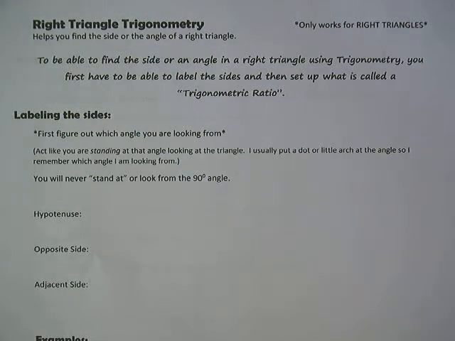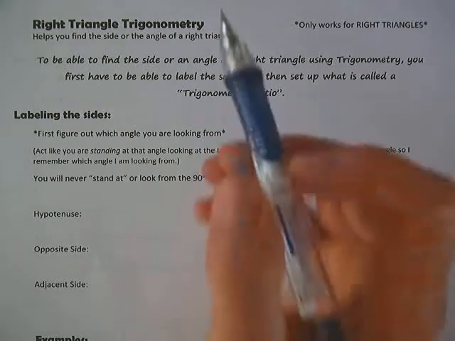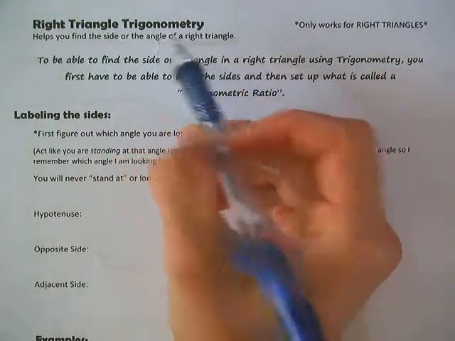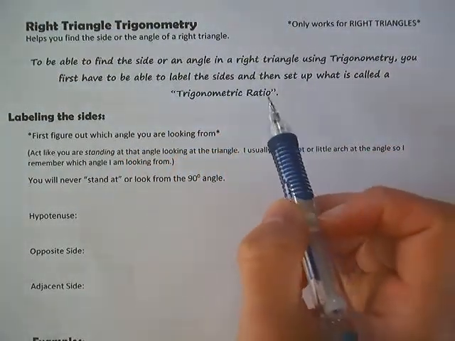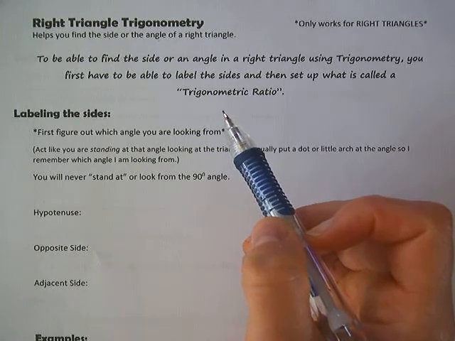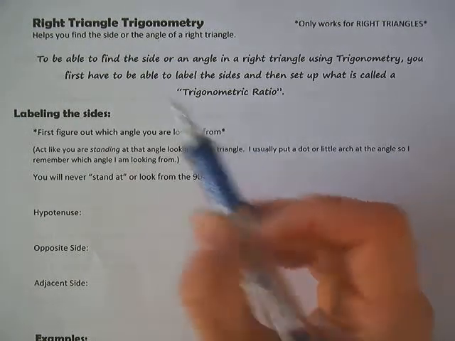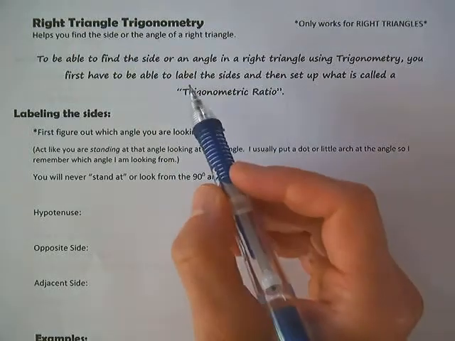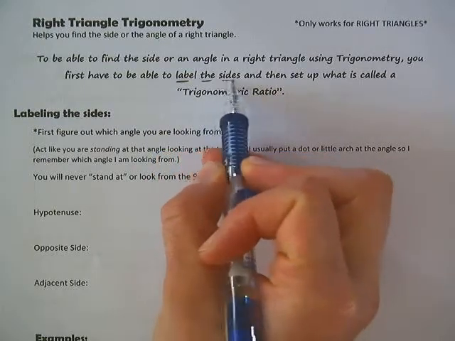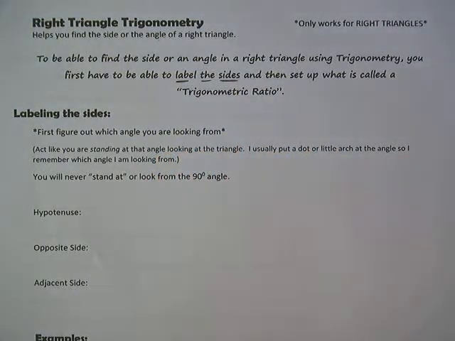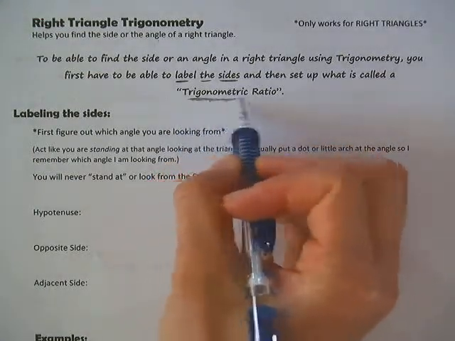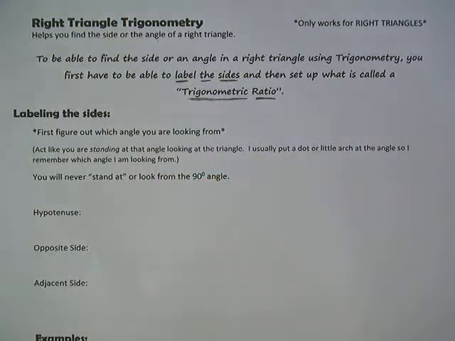To be able to use trigonometry to find a side or an angle of a right triangle, you actually have to be able to do a couple things first. So that's what we're going to spend today talking about: the prep work to be able to use right triangle trig. The first thing you have to be able to do is label the sides of your right triangle. And then you have to be able to set up what is called a trigonometric ratio. Those are the two things that we will work on today.